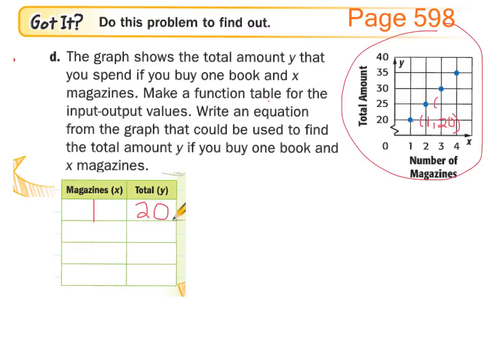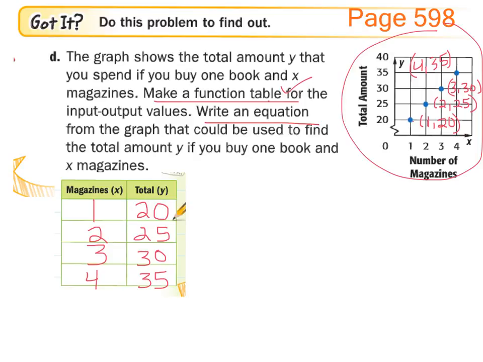Looking at our second point, it's at 2, 25. So that's our second ordered pair, and we'll put it right into the chart. The next one is at 3, 30. So that's our next ordered pair. And the last one is at 4, 35. So our main goal is that we made the function table. Check, we've got that done. Now we need to write the equation to find out what's going on. So y is going to equal, we need to figure that out.